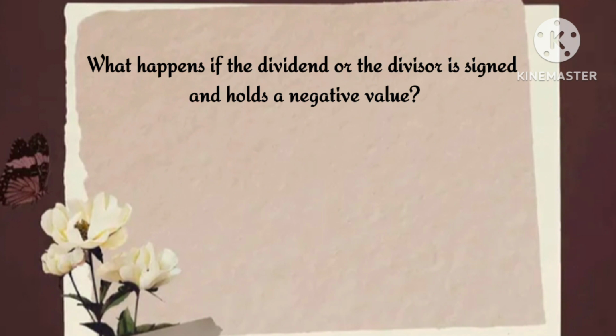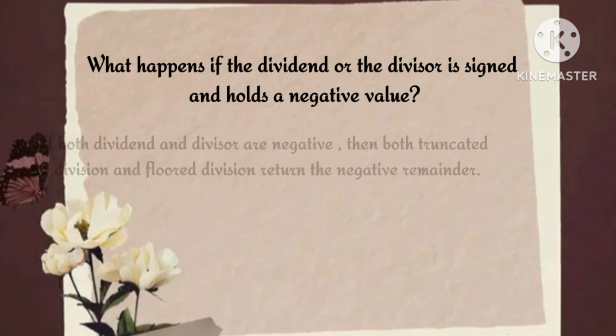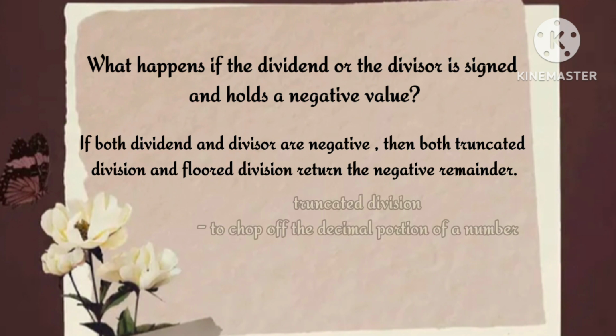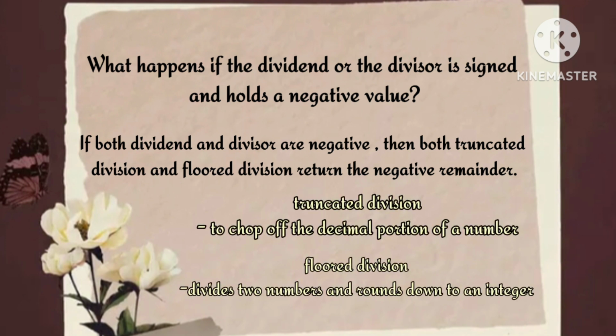I know all of you are confused and eager to learn what happens if the dividend or the divisor is signed and holds a negative value. So, let's recall that the modulo operator a mod b returns the remainder r of the division of a by b. If both dividend a and divisor b are negative, then both truncated division and floored division return the negative remainder. So, let's take an example to make it all clear.